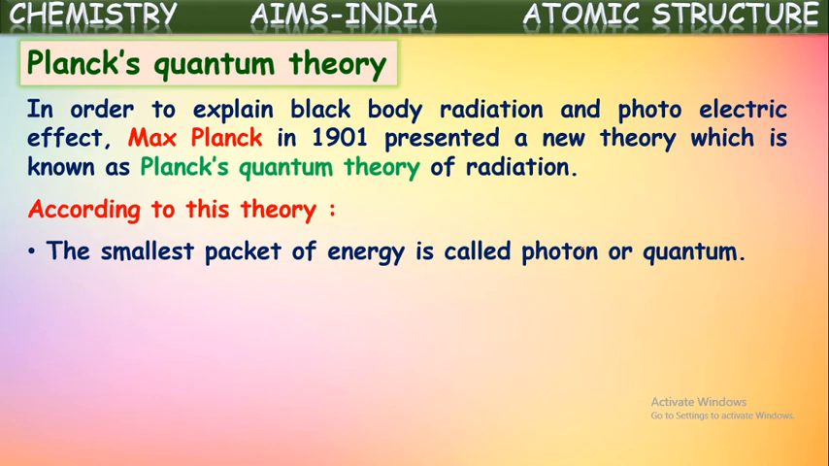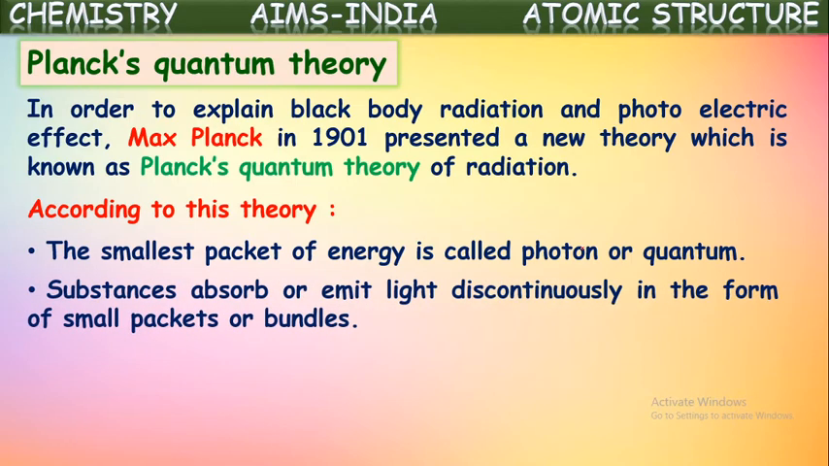Okay. Substances absorb or emit light discontinuously in the form of small packets or bundles. Yes, these packets or bundles are called photons or quanta. Any substance, if it is emitting or absorbing energy, will not do so continuously. The emission of energy will be done in small packets. It will be discontinuous. Each packet of energy is called a quantum or photon.